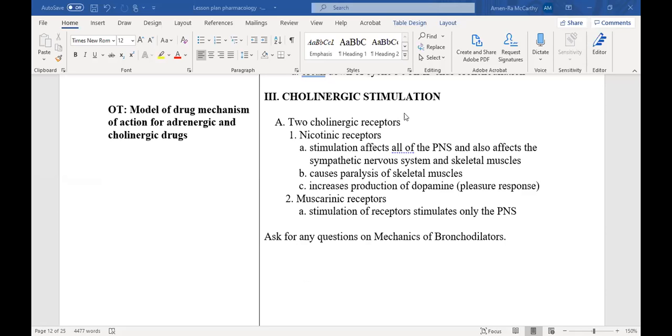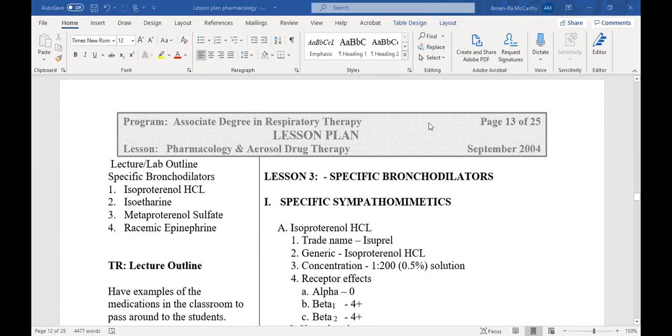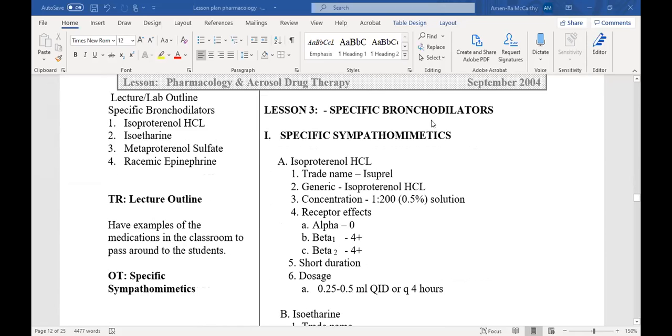All right. Now let's get with it then. Now we're going to learn lesson 3, which talks about some specific bronchodilators. These are bronchodilators that you're going to have to memorize.